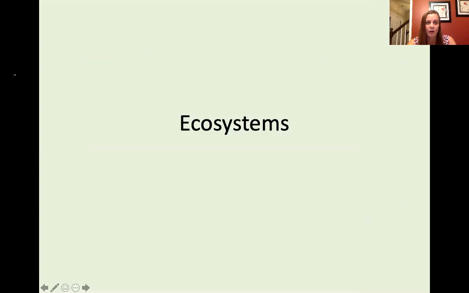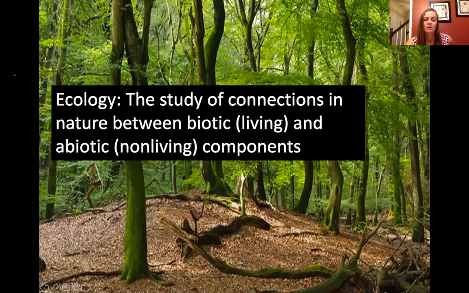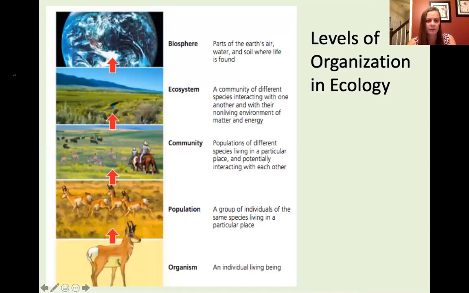We'll talk more about systems and feedback loops in class. But now we're going to jump ahead just a little bit and talk about ecosystems. When we talk about an ecosystem, we need to talk first about this science called ecology. Ecology is the study of connections in nature between biotic components and abiotic components. A biotic component is something that is living or was once living, and an abiotic component is non-living. We'll come back to those definitions in a little bit more detail.